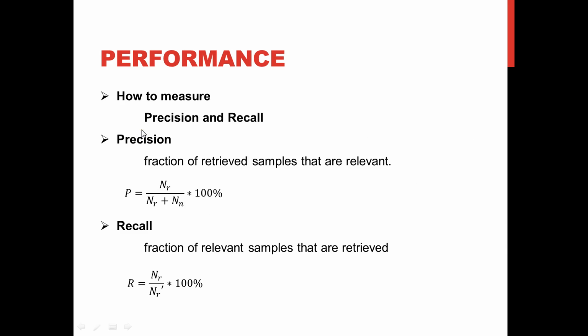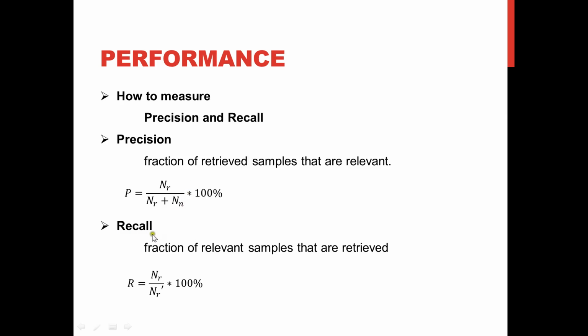Let us see how the performance is. First, we need to know how to measure the performance. Two things: one is precision, and the other is recall. What is precision? Precision is the fraction of the retrieved samples that are relevant, which means this is the number of relevant samples, this is the number of irrelevant samples, and adding them together is the number of samples retrieved. So this is the fraction of the retrieved samples that are relevant.